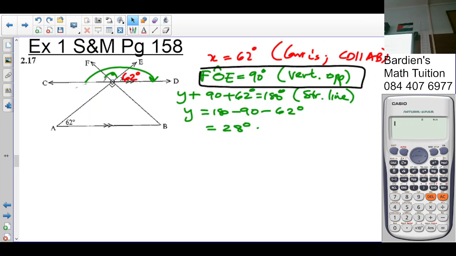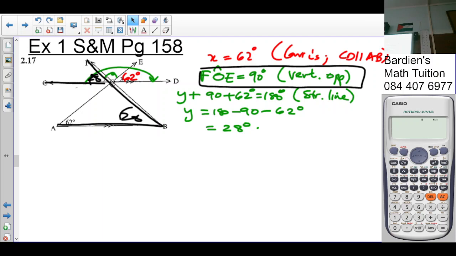Angle at B is 28. Why? It is 28, yes, but why? You're saying since that is 28, this is also 28. Why? Well, this one. But do I need to say that? No.